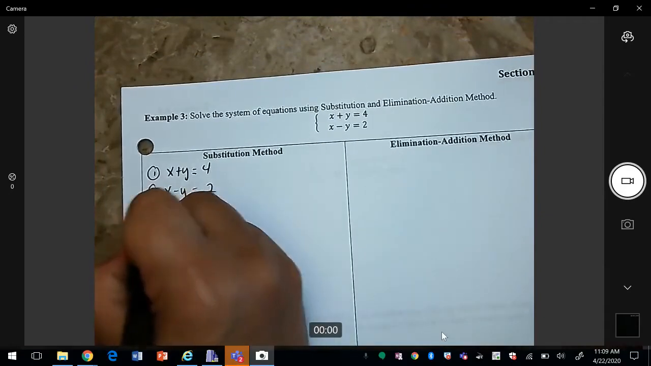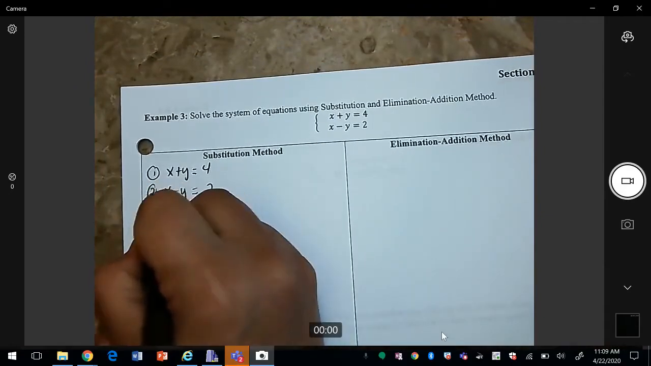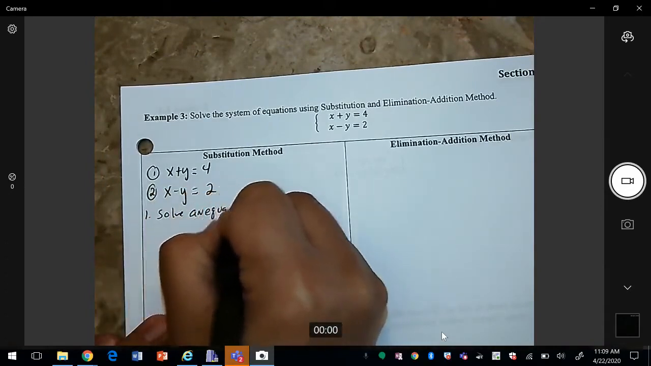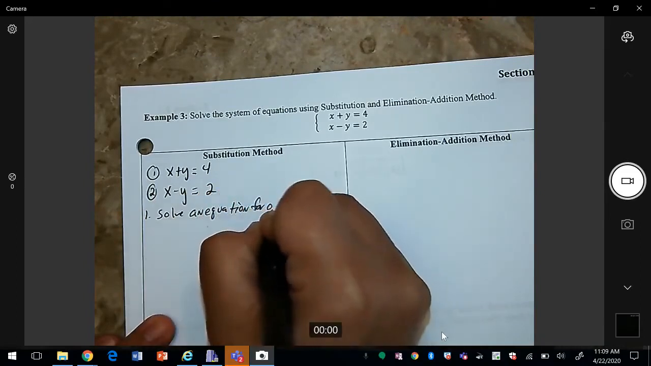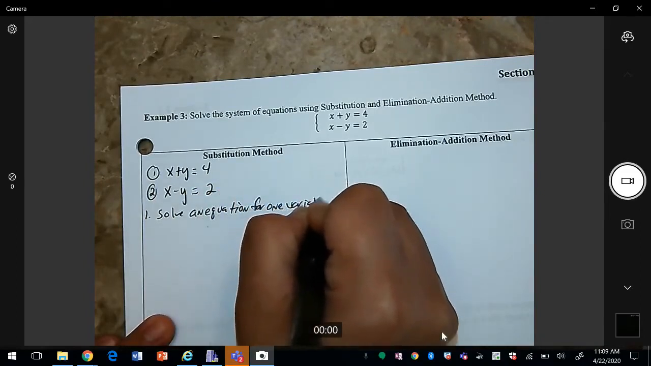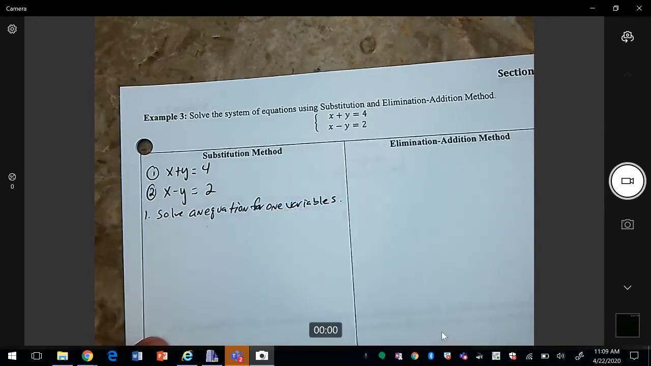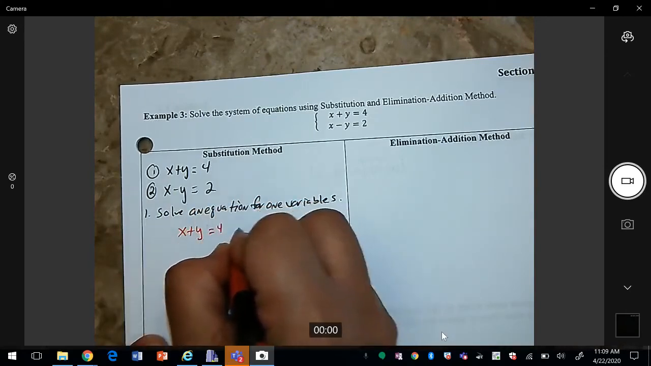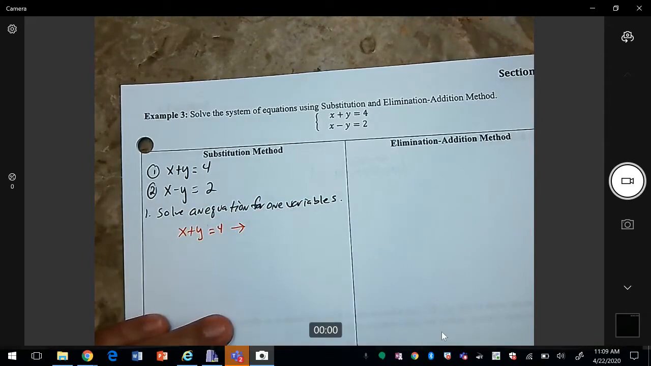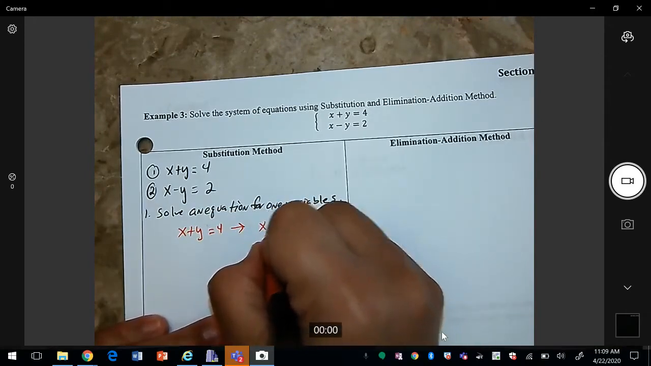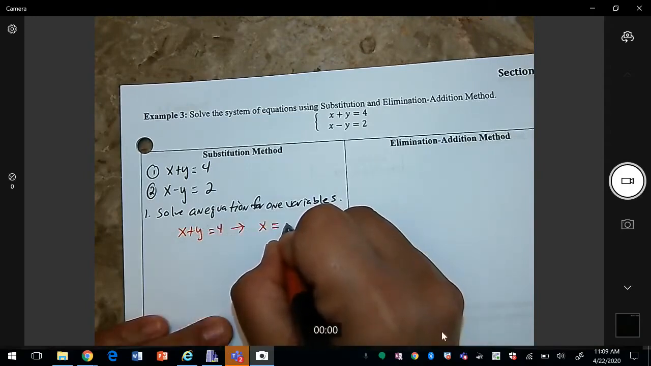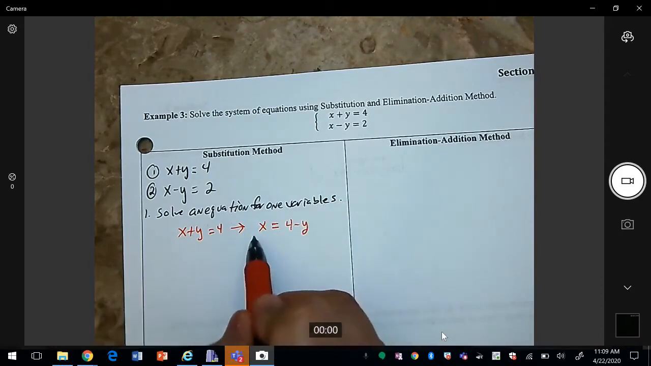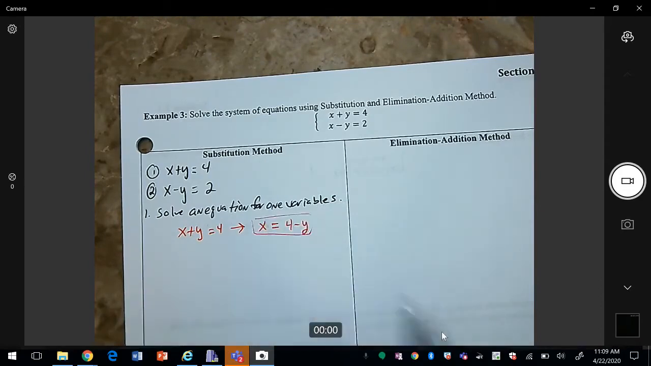So the first step is going to be to solve one of the equations for one of the variables. And so I can pick the first equation, and I'm going to go ahead and solve for x. So I'm going to solve for x by subtracting y on both sides, and so I get 4 minus y. So I'll be using this equation here.